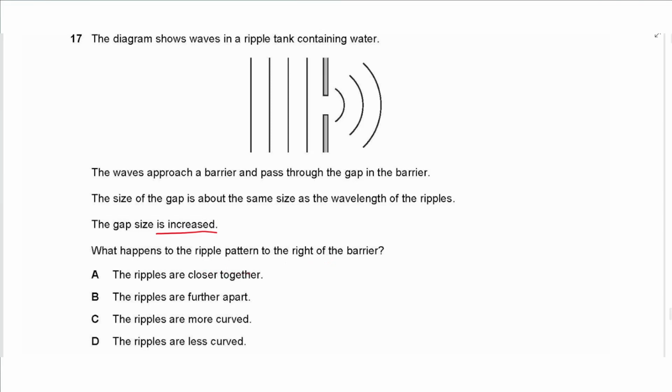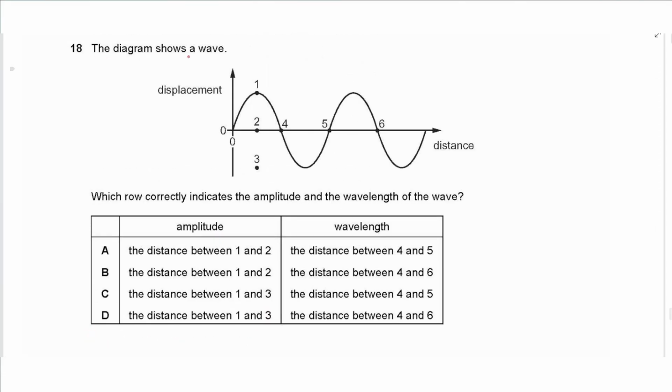The ripples are closer together? No, the wavelength does not change. The ripples are further apart? No, again, wavelength does not change. The ripples are more curved? No. Diffraction actually decreases, so we choose D, the ripples are less curved. Question 18 says a diagram shows a wave.